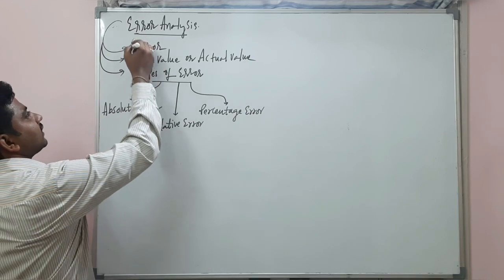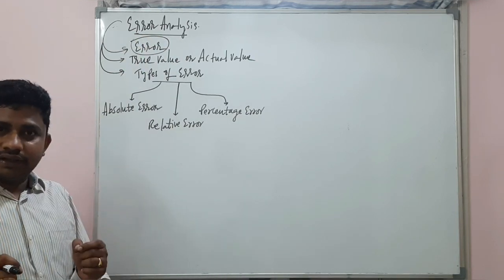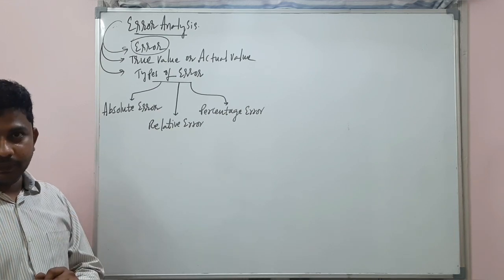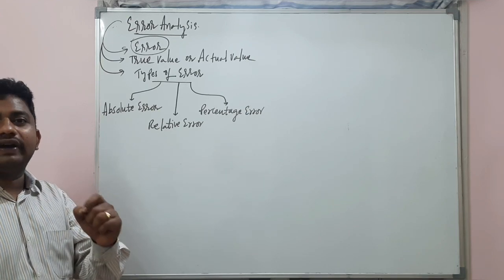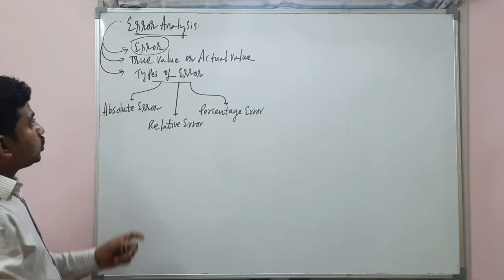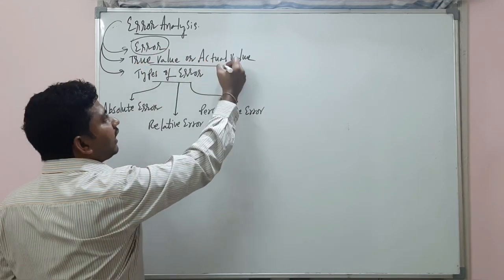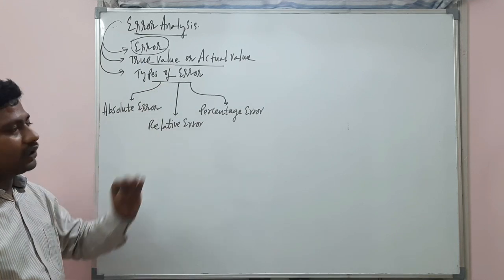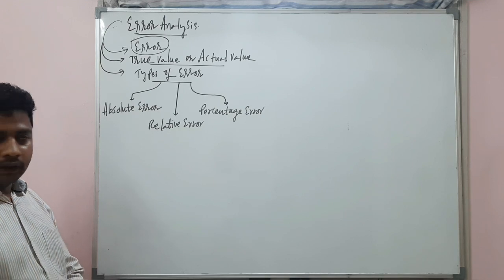What is an error? Already I have told you, error is the difference between the measured value and the true value. So to understand the concept of error, we should understand the true value or actual value first. What is the true value and actual value? Let me write here. Carefully see.